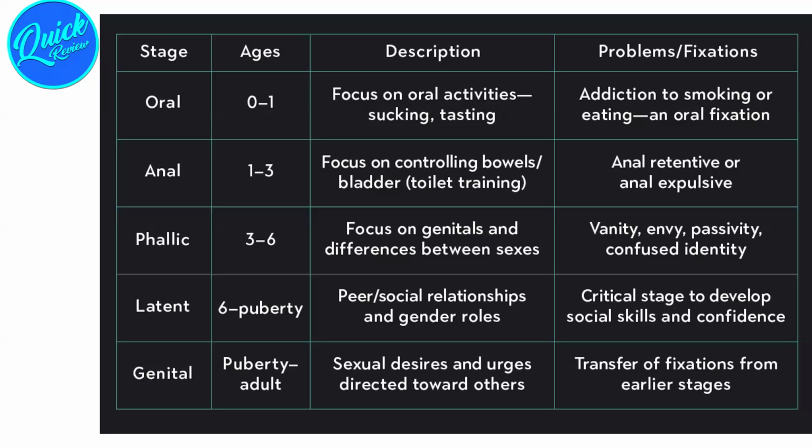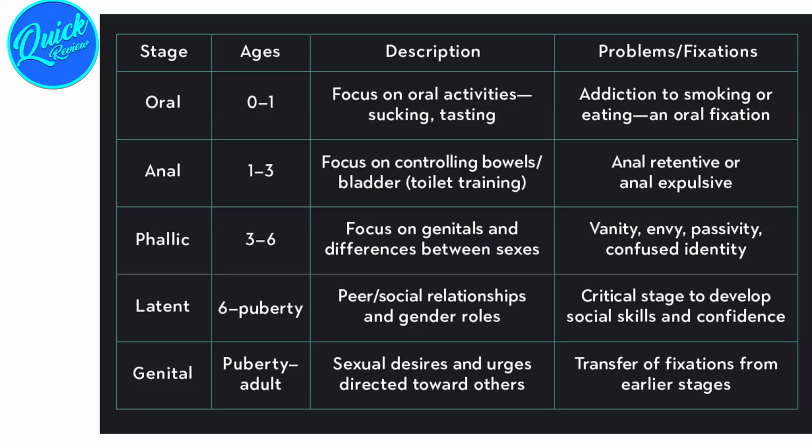Then we have our second stage, that is the anal stage. This is from age 1 to 3 years, and the focus is on toilet training, as in taking control over the bowel, the pee and poop kind of control that a child learns. Here, if any fixation is created, it will create an anal retentive or anal expulsive personality. Remember these two terms, very important.